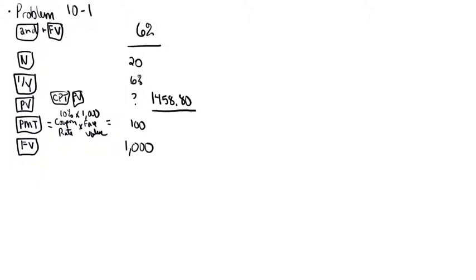Alright, so I'll let you do B on your own, see if you can figure that one out, but we'll do C together because you'll see the opposite effect here. N is still 20 under this scenario. I/Y now changes to 13%. We're still looking for the present value of the bond. The coupon payment hasn't changed. That's still $100. And the future value hasn't changed.